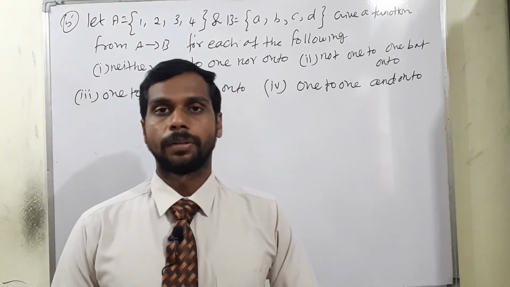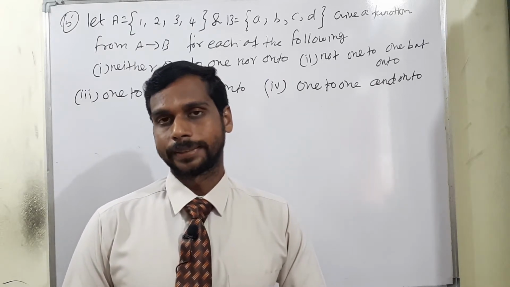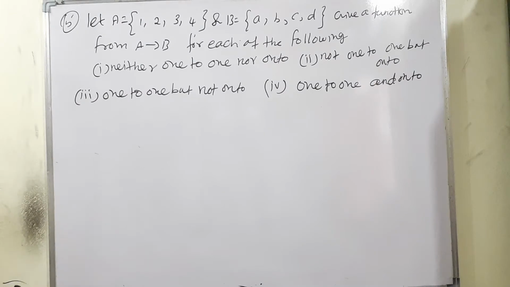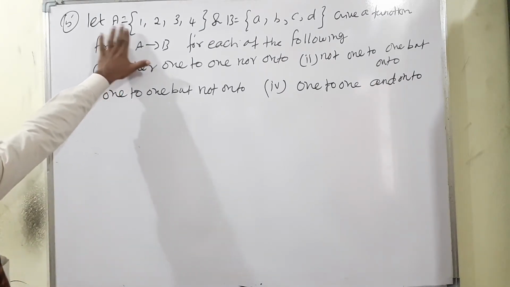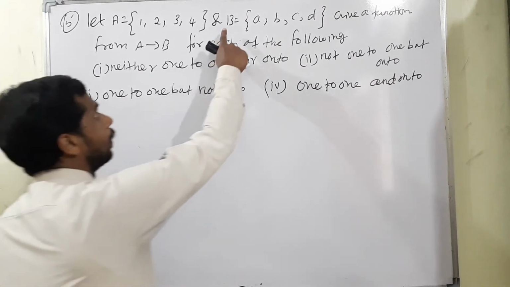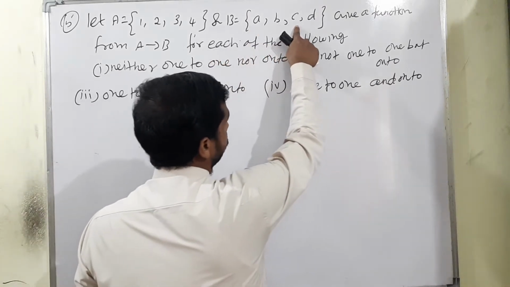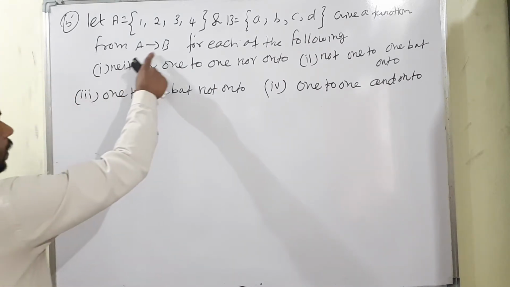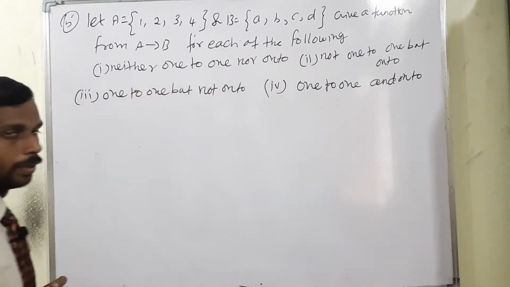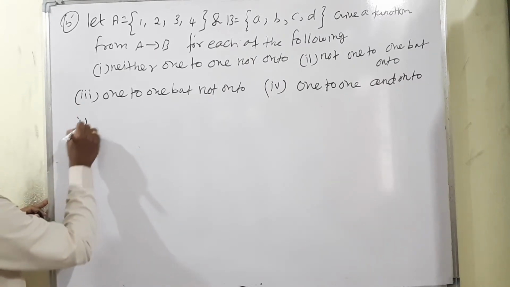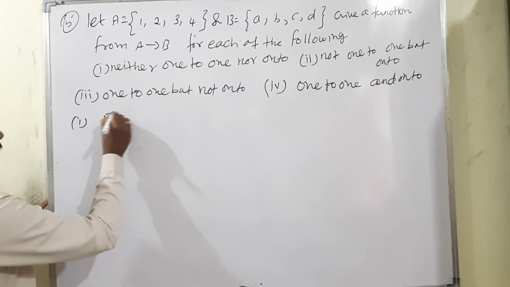In this conversation, we are going to continue exercise 1.3. I am moving to question number 5. Let A be a set of four numbers, and B a set of four letters. Give a function from A to B. For each of the following, we have to verify the given condition one by one. I am moving to subdivision 1.